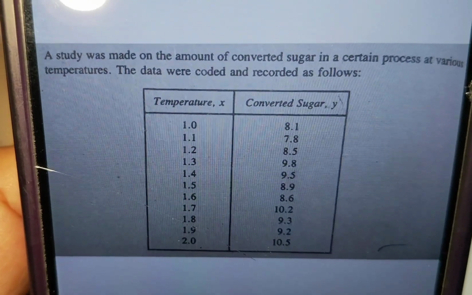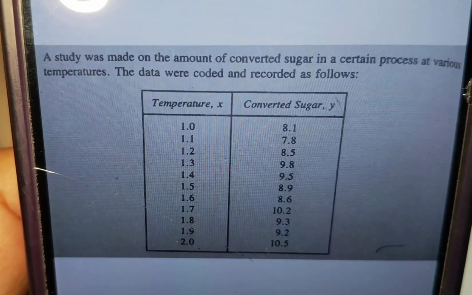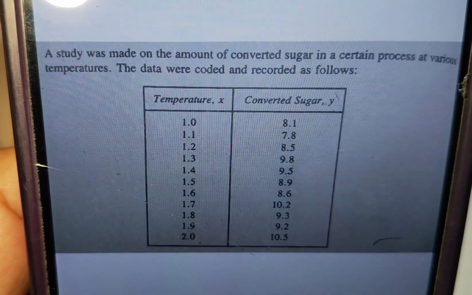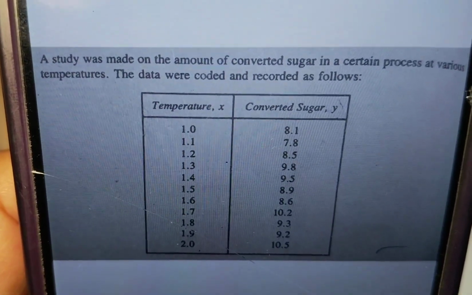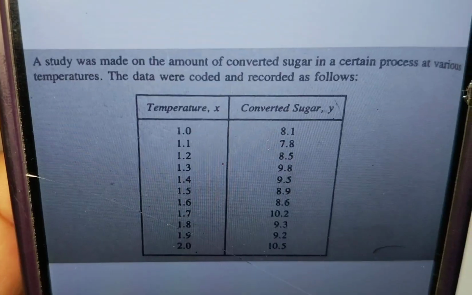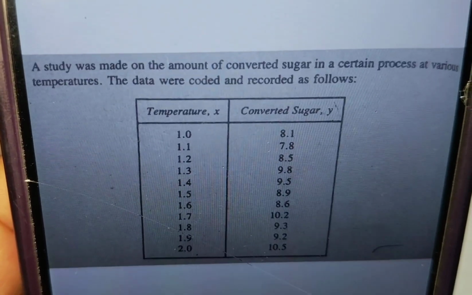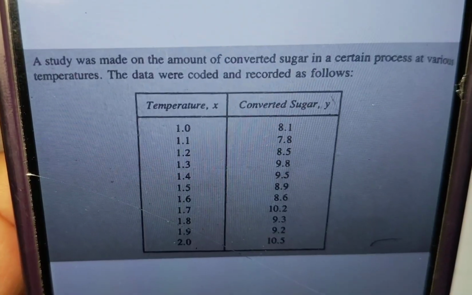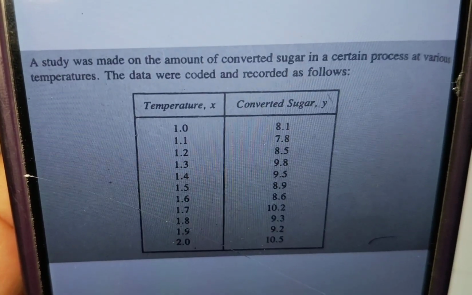Good morning. Suppose we want to study the relationship of temperature and converted sugar. When we say relationship, we're trying to determine the correlation or the degree of the linear relationship between two variables x and y. So kapag tumataas ba yung temperature, what happens to the converted sugar? Or pag bumababa ang temperature, what happens to the converted sugar?